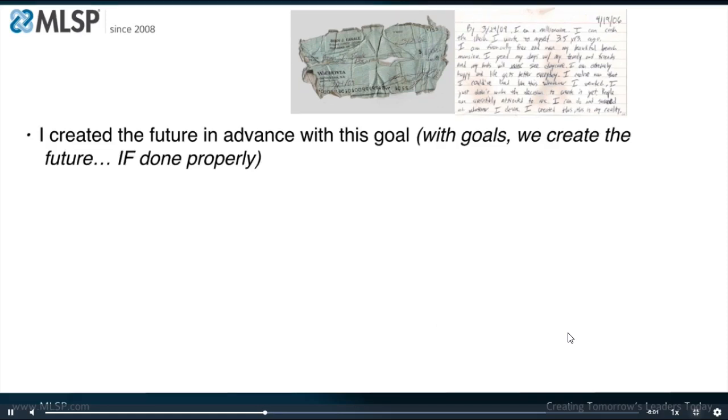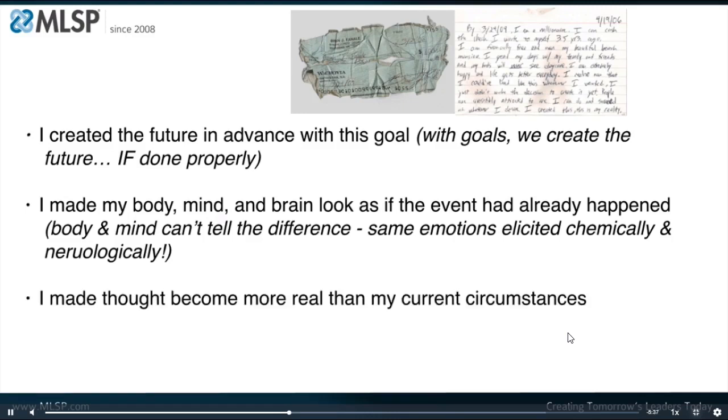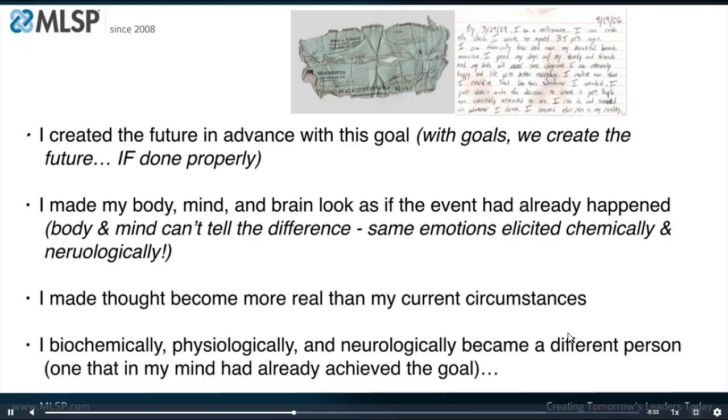Now, I created the future in advance with this goal. With goals, we create the future, if done properly. I made my body, my mind, and my brain look as if the event had already happened. The body and the mind can't tell the difference. It's the same emotions elicited chemically and neurologically as if the event were physically happening or if it were just happening in your mind's eye. I made thought become more real than any and all of my current circumstances, and I biochemically, physiologically, and neurologically became a different person, one that in my mind had already achieved the goal.